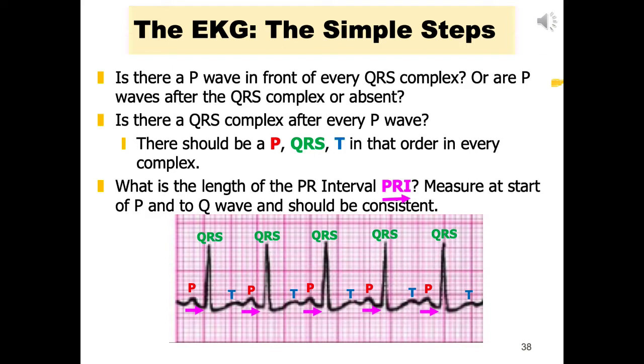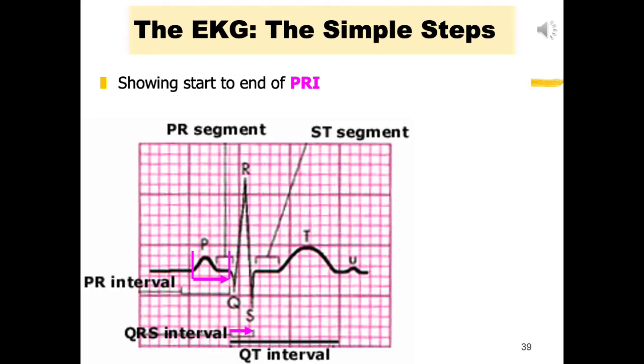Once we determine that, we look at the length of the PR interval. The PR interval we measure at the start of the P, and we end at the start of the Q wave, and that should be consistent across. The PR interval should be 0.20 seconds or less. Another way to state this is less than 0.21 seconds. This particular slide is showing how and where we measure the start to the end of the PR interval.